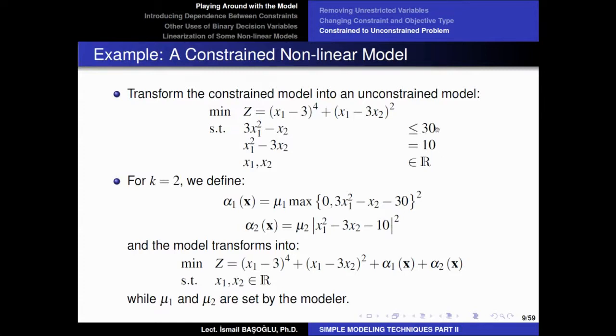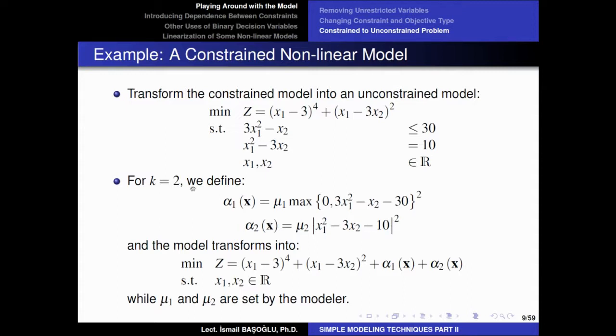As a less than or equal to type of constraint, we have 3x1 square minus x2 to be less than or equal to 30. And as an equation type of constraint, we are forcing x1 square minus 3x2 to be equal to 10 exactly. And x1 and x2 are unrestricted variables. We can choose any combination of real numbers here, either negative or positive. However, the constraints here should be satisfied.